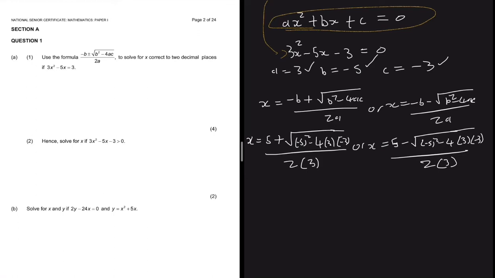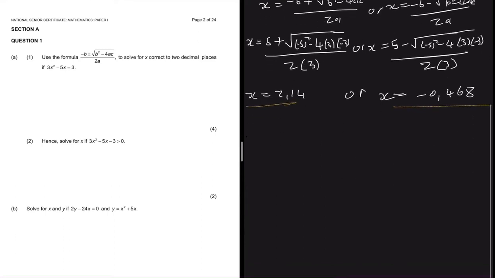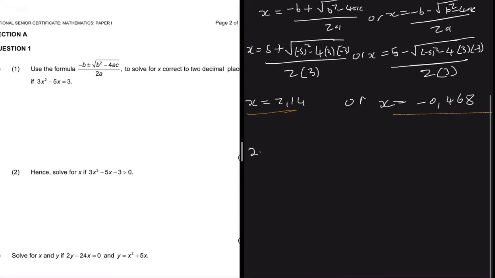So we have b plus the square root of b squared minus 4, a is 3, c is minus 3, divided by 2a, a is 3 again. So here what I'm getting is that x is equal to 2.14, and then the other possible value of x, now I just have to put the minus in place of the plus, I'm getting minus 0.468, and that's how we'd solve this problem. Let's go ahead and move forward.